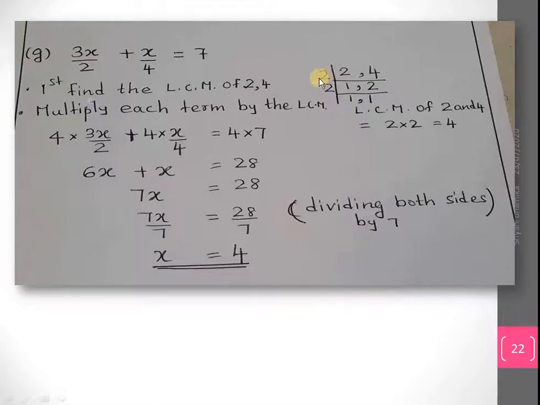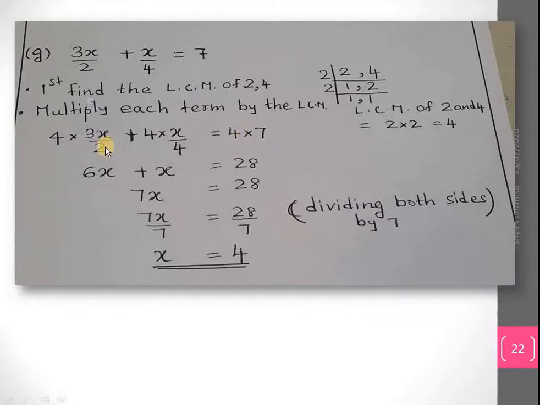First prime number is 2, then both numbers can be divided by 2. Then here 2 divided by 2, 1, 4 divided by 2 is 2, again divide by 2. Then LCM of 2 and 4 is 4. So multiply each term of this equation by the LCM of these denominators. Then this step can be written as shown here.